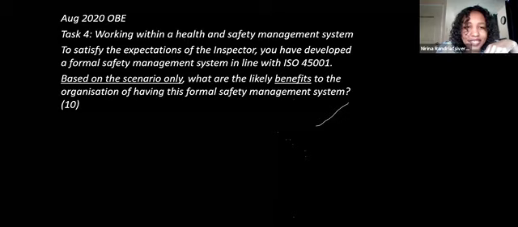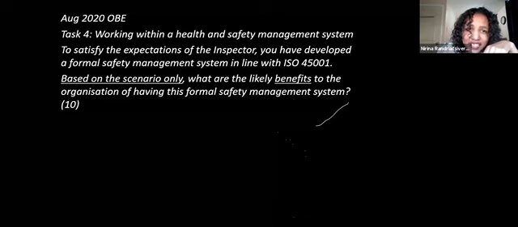To satisfy the expectation of the inspector, you have developed a formal safety management system in line with ISO 45001. So based on the scenario only, what are the likely benefits to the organization of having this formal safety management system? See, I underlined based on the scenario only. Why? Because when you see it's a what question, just asking for benefits, the tendency again is to do a quick research, benefits of having ISO 45001. Do a Google search, you'll have an answer, and then you do a copy paste.